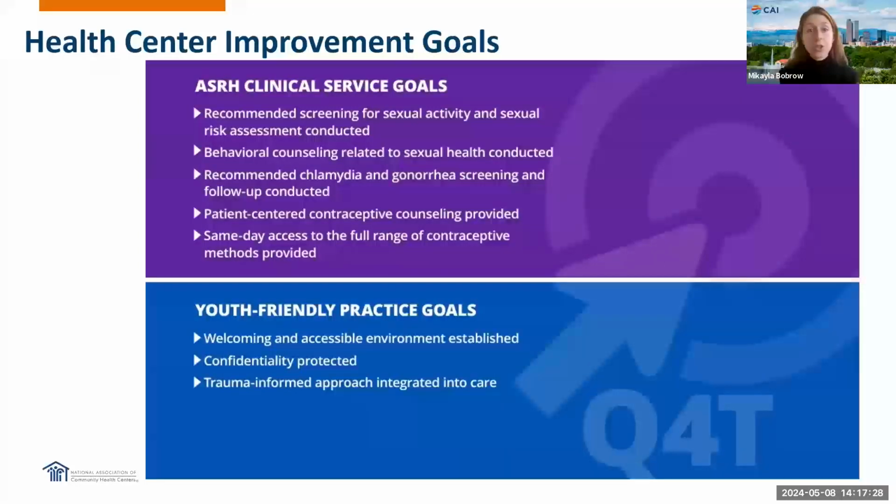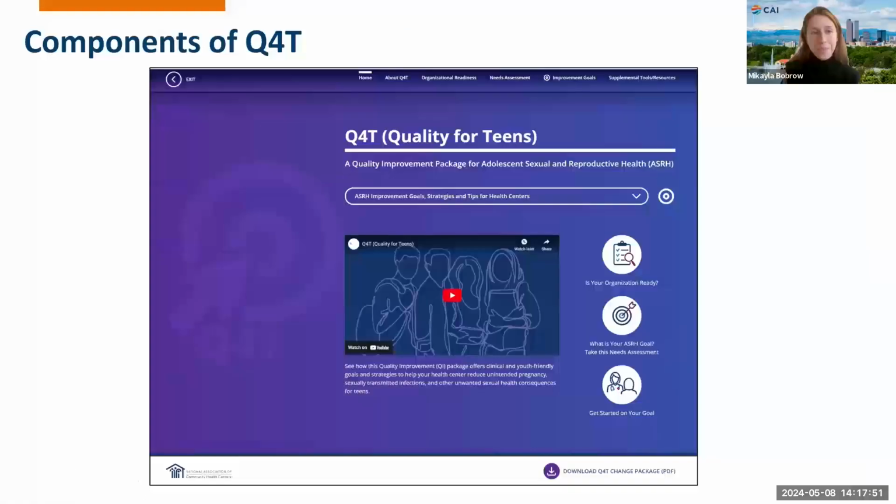Q4T is organized in two main sections. We have ASRH clinical services and youth-friendly practices, and within those sections, there are 8 improvement goals, which you can see listed on the slide. So these improvement goals were selected based on lessons learned from previous ASRH initiatives, as well as current guidelines and recommendations, published evidence, and stated importance by adolescents in published literature.